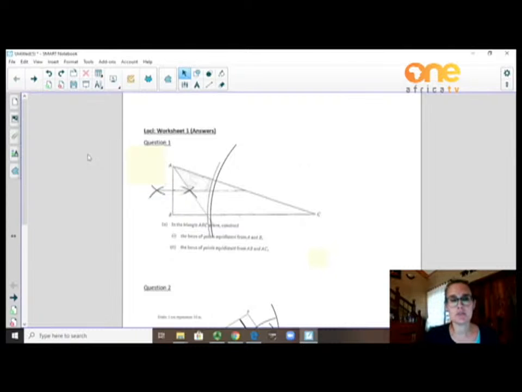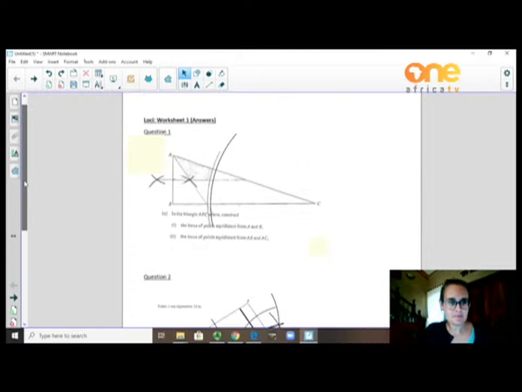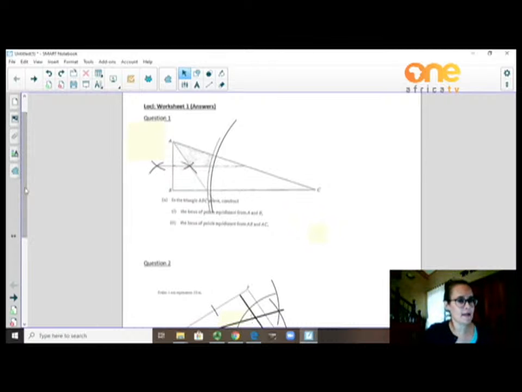LOCI worksheet 1 to do. I did the answers and scanned the worksheet so that it is easier to explain, but we'll see how it goes. Some of my construction lines were a little bit light. So let's look at question 1.